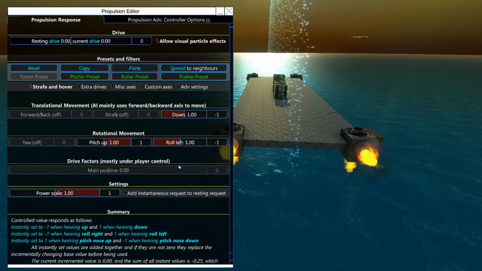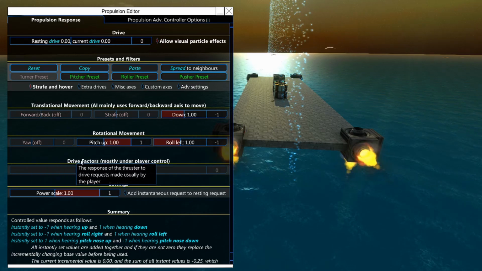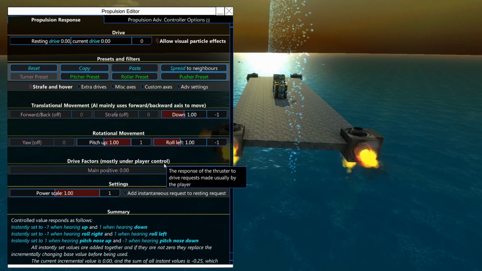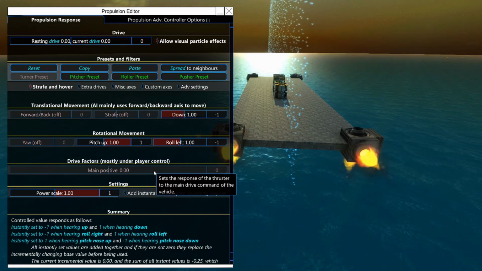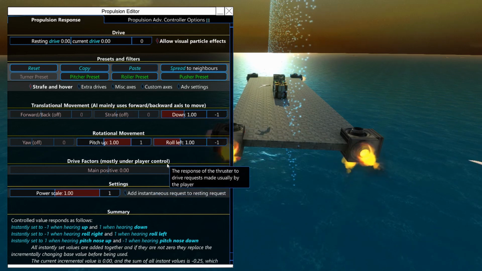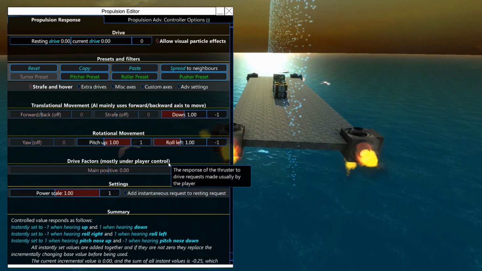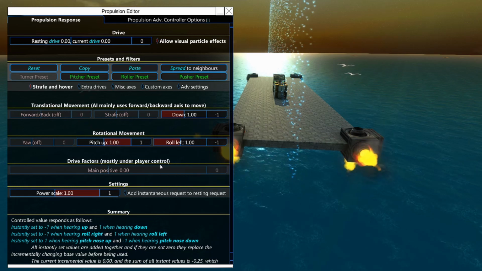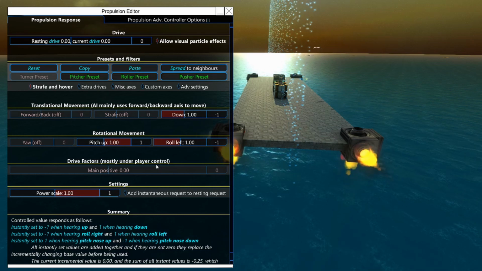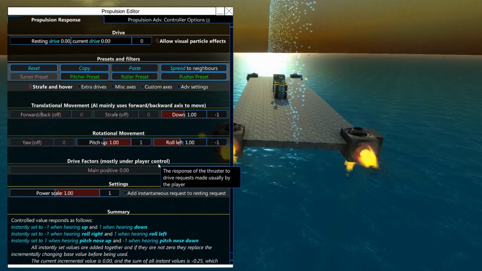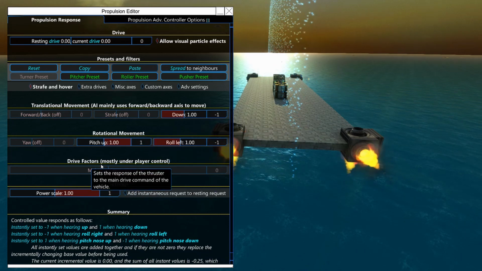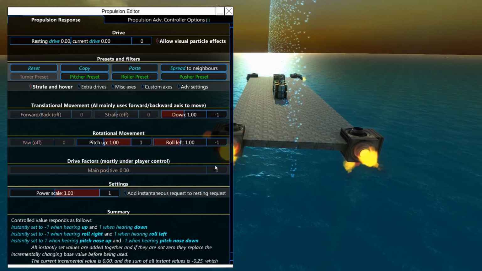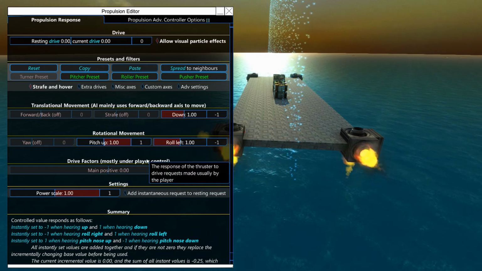Alright, so back to our control UI here. We've got the drive factors area. This is something that's kind of a relic of the past. It is there mostly for compatibility purposes. You can get some use out of it, but for the most part, really all it's doing is dealing with control from certain types of manual controllers, and it's not really that useful in an advanced vehicle. For the most part, we want to keep this left to its defaults. We don't really need to mess with the drive factors at all.